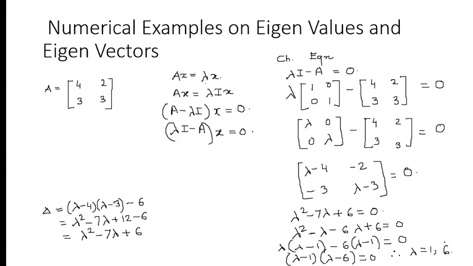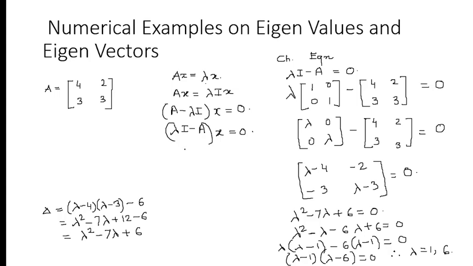Okay, so we got the eigenvalues of the system. In the previous video, I told you that the first step is to find the lambda values, the eigenvalues. So the first step we have done. Now we have to go for the eigenvectors.